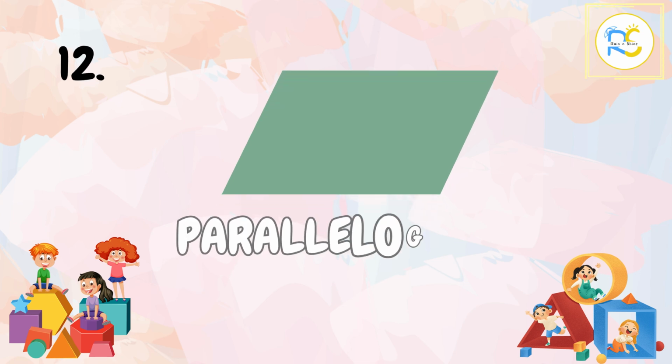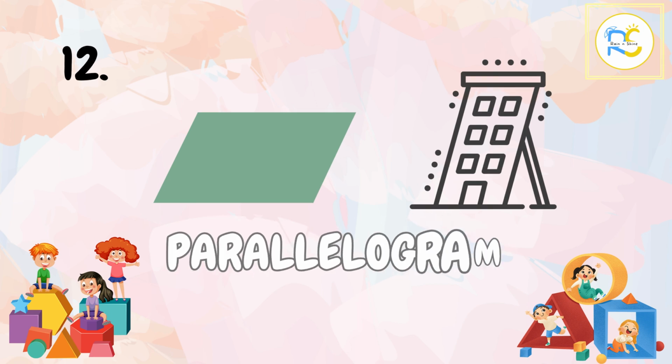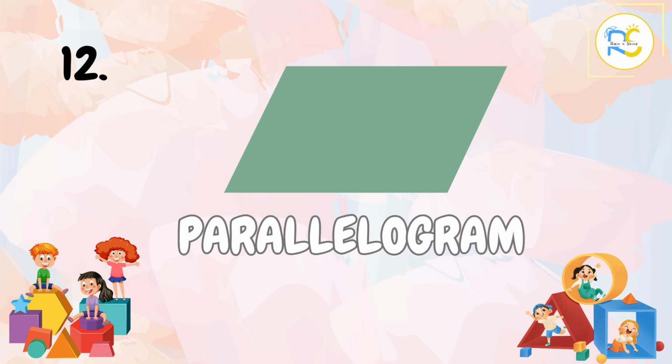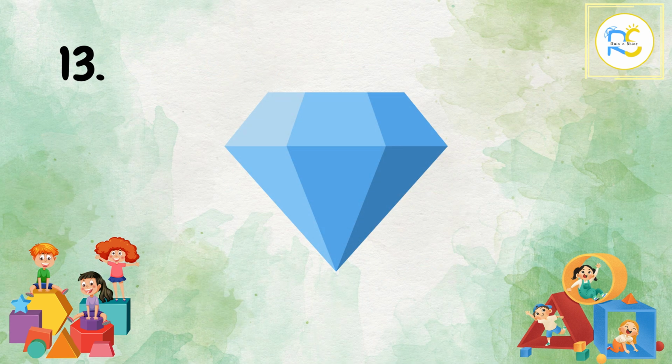Now, we have a shape with opposite sides that are parallel and look slanted. It's called a parallelogram. This shape is sometimes found in slanted windows or in special buildings. Can you say parallelogram? Great job! Now, let's spell it, P-A-R-A-L-L-E-L-O-G-R-A-M.